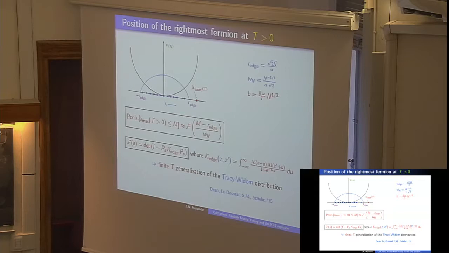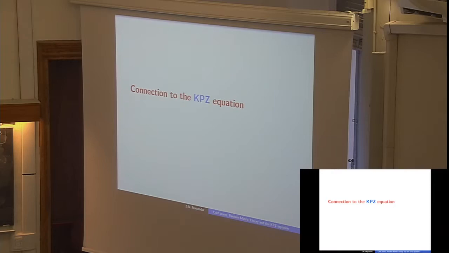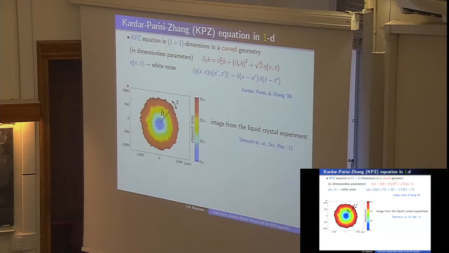So now, this is the connection to the KPZ equation. Again, this will be a repetition of what Herbert already said, but I just wanted to make the link between the two problems, okay? So you remember from Herbert's lecture that this is Takeuchi's experiment, and you have this liquid crystal, and you have this height variable, which is just the metastable state at the back, and there's a stable state which is propagating into it, and so the height h satisfies this KPZ equation. You've seen that all before.